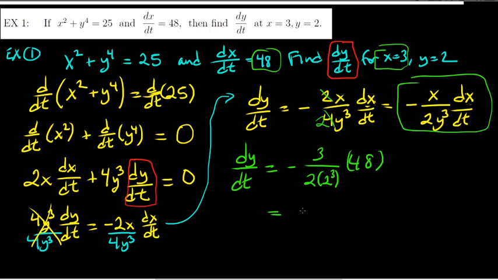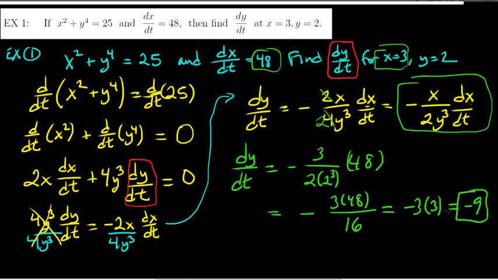So yeah, let's see. So this will be negative 3 times 48 divided by 2 to the 4th is 16. Yep, 2 times 8, 16. And 48 divided by 16 is 3. So negative 3 times 3 is negative 9. And that's the answer, right?